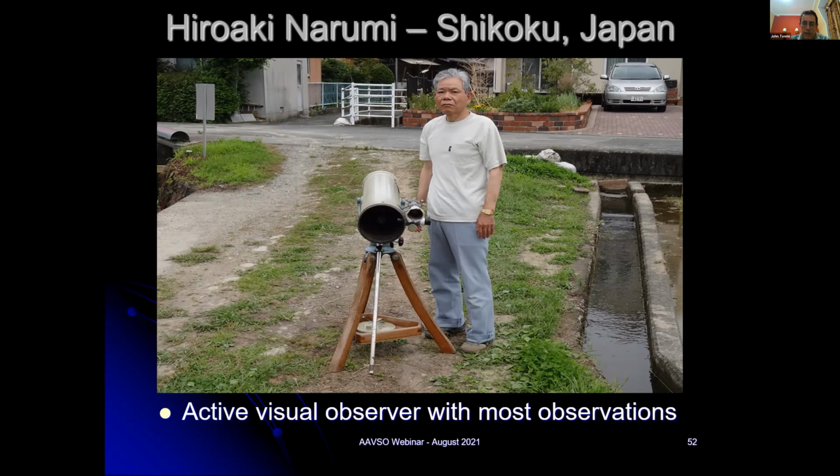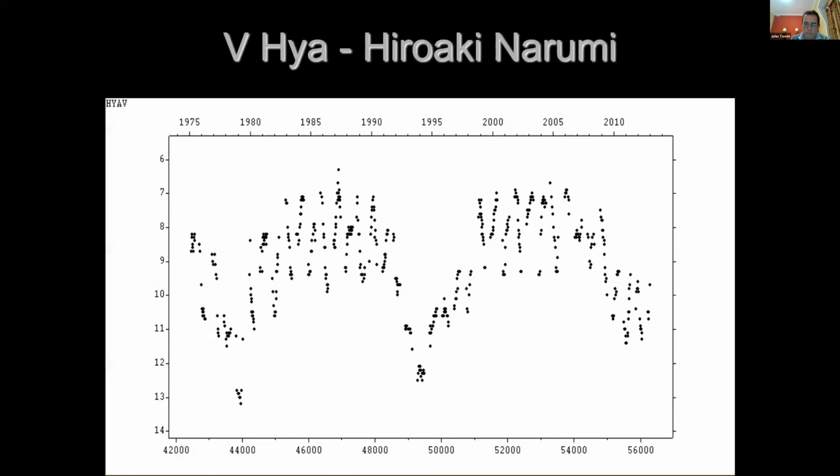And so there's always a delay in getting his data into the database. But he's been going since 1975, and he is not letting up. He's within sight of the next person, which I will introduce shortly. So here's a typical light curve which has been produced by Hiroaki.